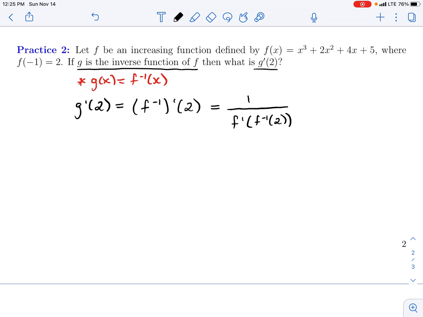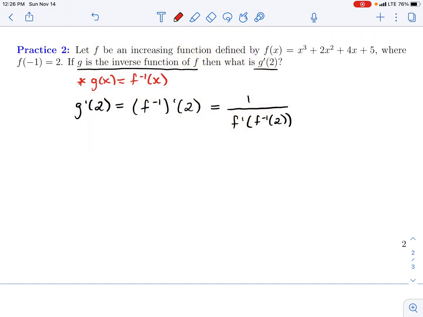Okay, so I haven't done anything totally new yet, right? I just used the definition of the derivative of the inverse function. And all I did here is, instead of reading it as g prime of 2, trying to use that derivative of the inverse function definition, I just rewrote g as f inverse. Okay, using that notation. So now my next step is to figure out what f inverse of 2 is.